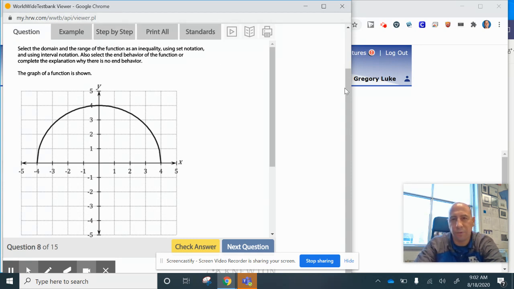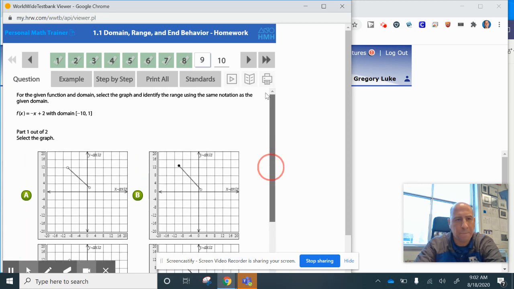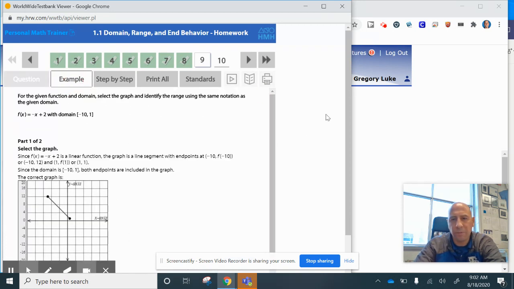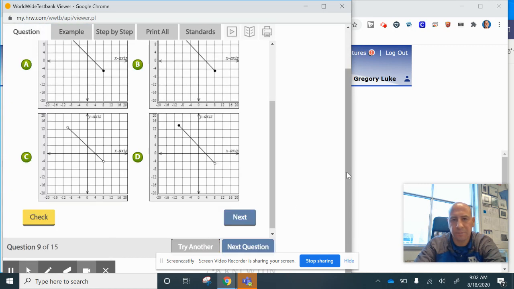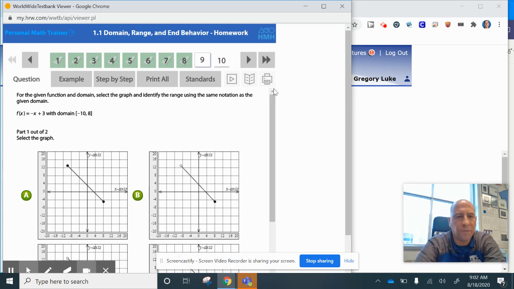So now let's go to question number 9, and go to example, try another. For the given function and domain, select the graph and identify the range using the same notation as the given domain. So f of x equals -x plus 3 with domain -10 to 8. What we have to do here is plug in the domain, which is the x value. So we're going to plug in -10 for x, and that will give us our range value. And we'll do the same thing for 8.